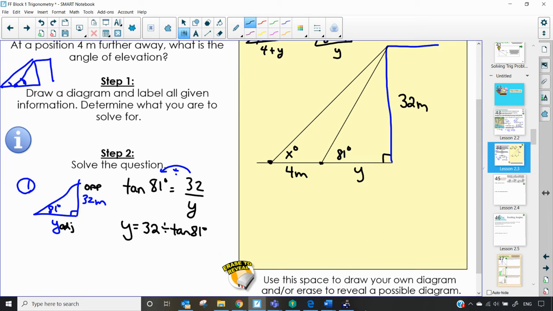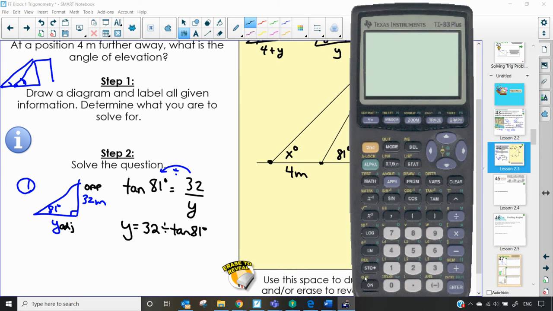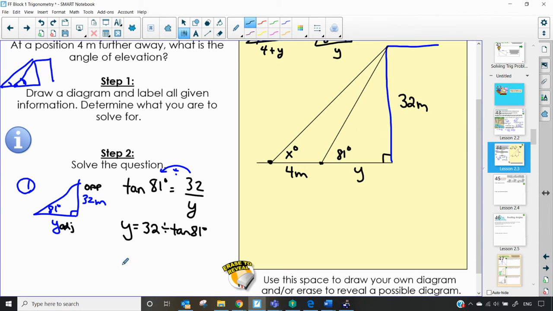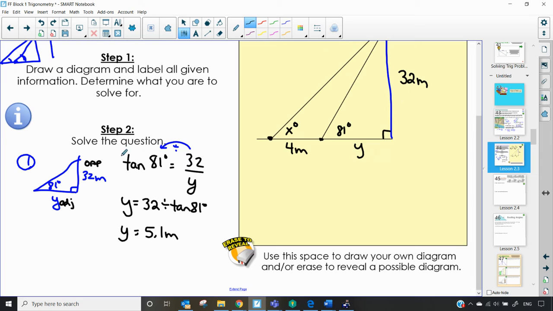Again, doing that on our calculator, 32 divided by tan 81 gives us 5.06, or that rounds to 5.1 meters. Again, if you've got a TI-83 Plus, you can certainly write out the decimals a little bit longer. I'm still going to just round it here to 5.1 meters. All right, now once we have that, we can use that 5.1 to finish off our other triangle.